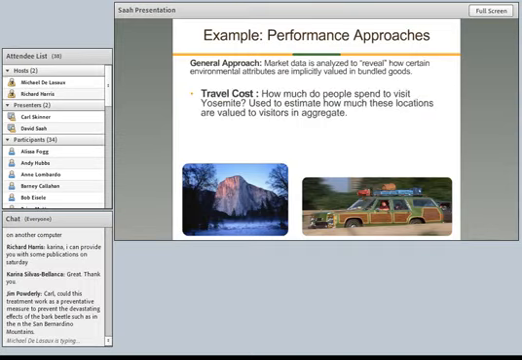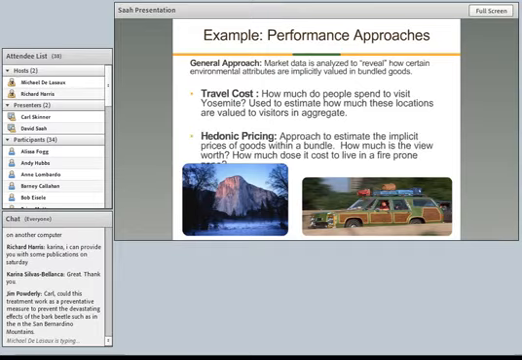Then there are approaches for how much an environmental attribute, these ecosystem services, are worth in bundled form. One example is these travel costs. You could think of like the whole Chevy Chase taking the family to Yosemite. How much are they willing to spend to actually see those sites?